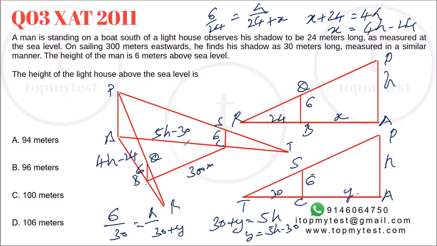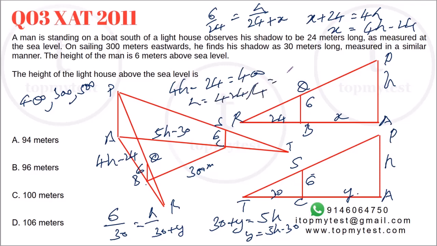But instead of trying to work it out, let's try to see if we can use the options to solve this. Now this is, what do we know? 400, 300, 500 will be a right angle triangle. That's the simplest right angle triangle that I have, right? 3, 4, 5. Now what do I need to convert this into a 4? This is 3, this will be 4, this will be 5. What do I need to convert this into a 4? 400. So 4H minus 24 should be equal to 400. So H should be 424 by 4, which is 106.